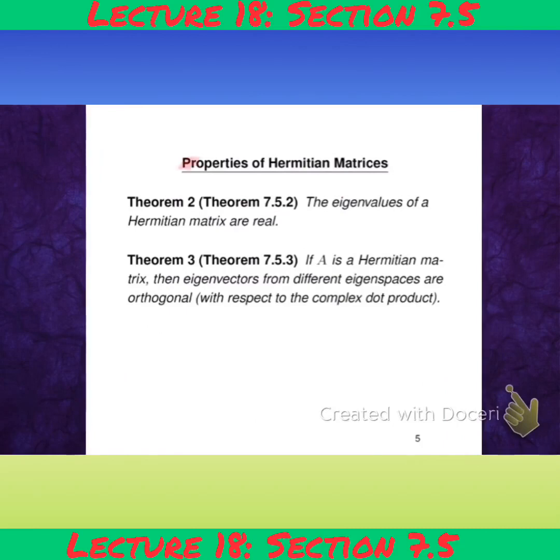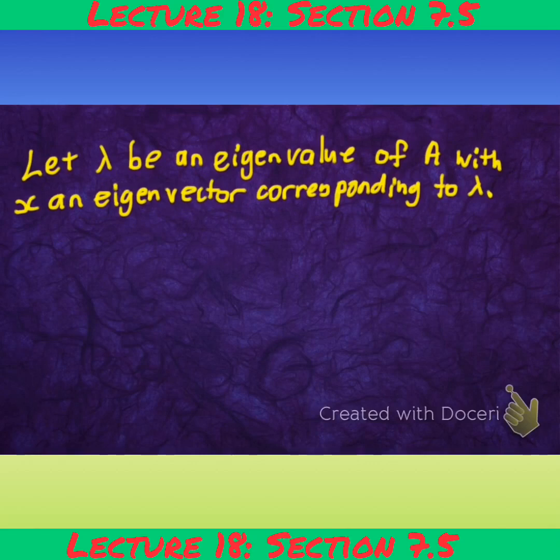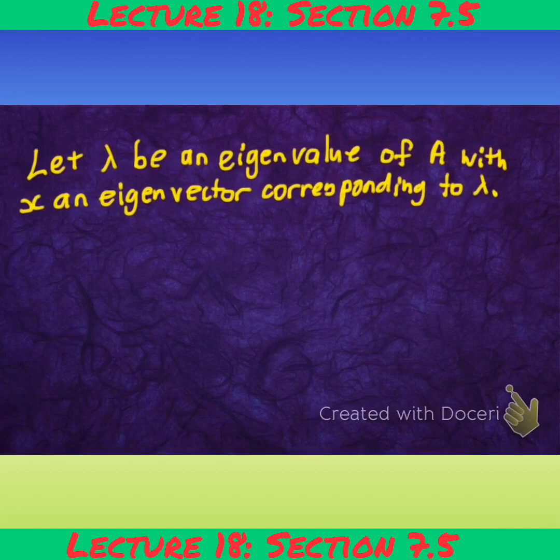Right, so the next theorem, just some properties of Hermitian matrices. The eigenvalues of a Hermitian matrix are always real numbers. Right, so let's see why that is the case. Let lambda be an eigenvalue of A with X an eigenvector corresponding to lambda.